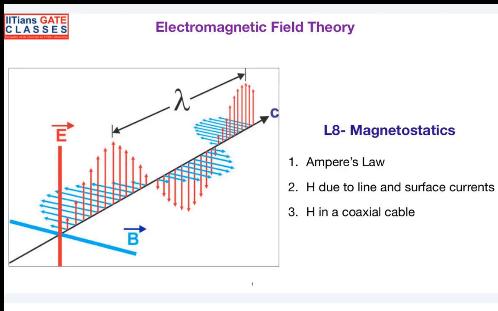Okay, fine. Then in today's session, we will see the topics in magnetostatics, that is Ampere's law, and the magnetic field intensity due to the different type of distributions that you have seen, the line current. And we will discuss what the magnetic field is in a coaxial cable.